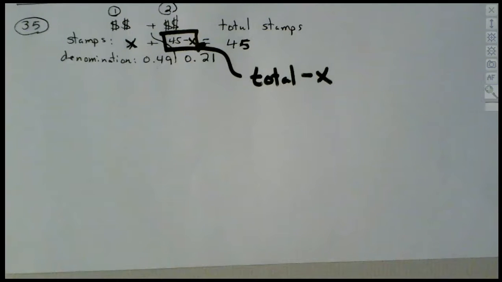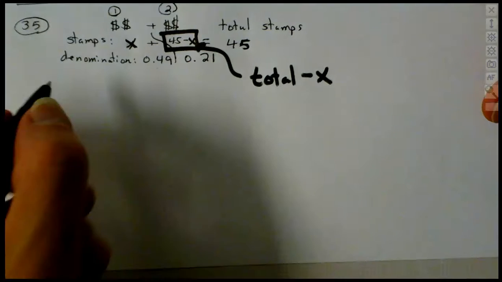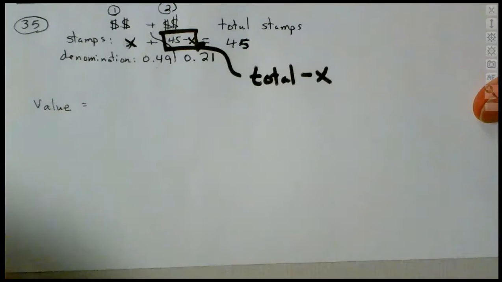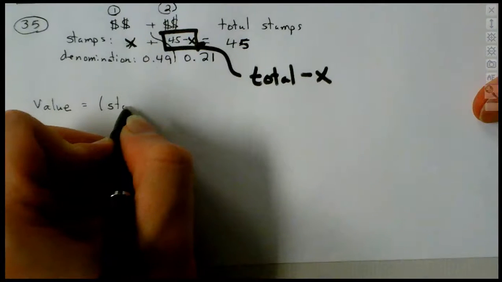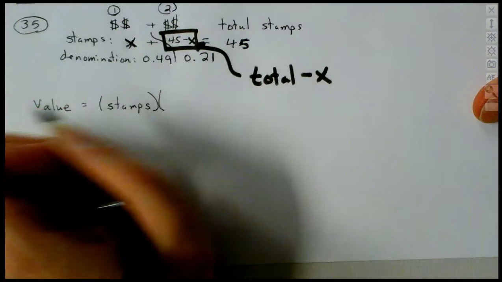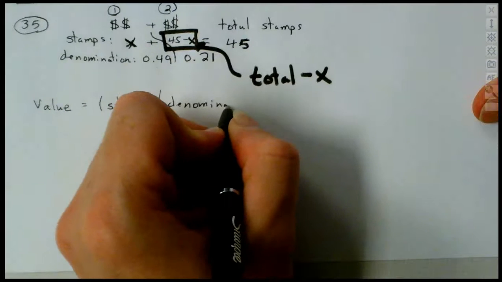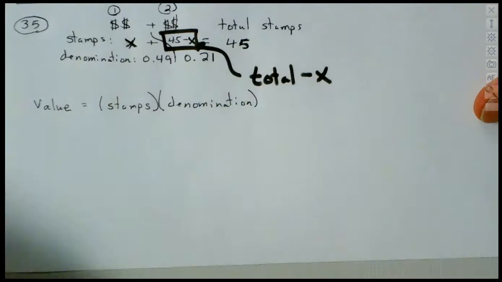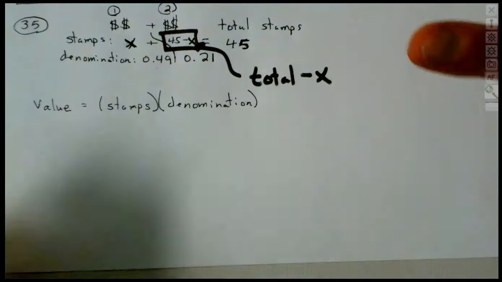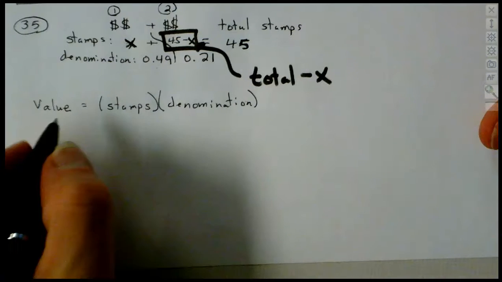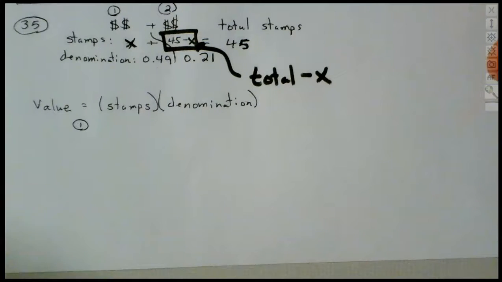Now we can go ahead and build our equation, and we're going to look at our value. And the value is going to be the number of stamps times the denomination. So very, very similar to what we've done. Just a little bit different. We call it stamps instead of an amount, and denomination instead of interest rate.